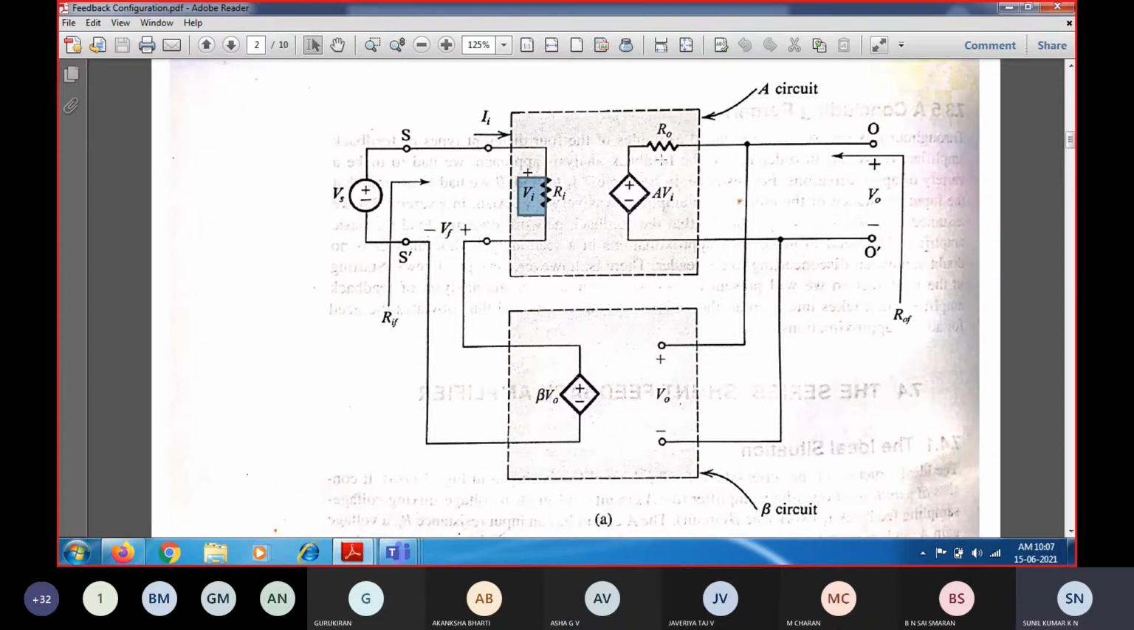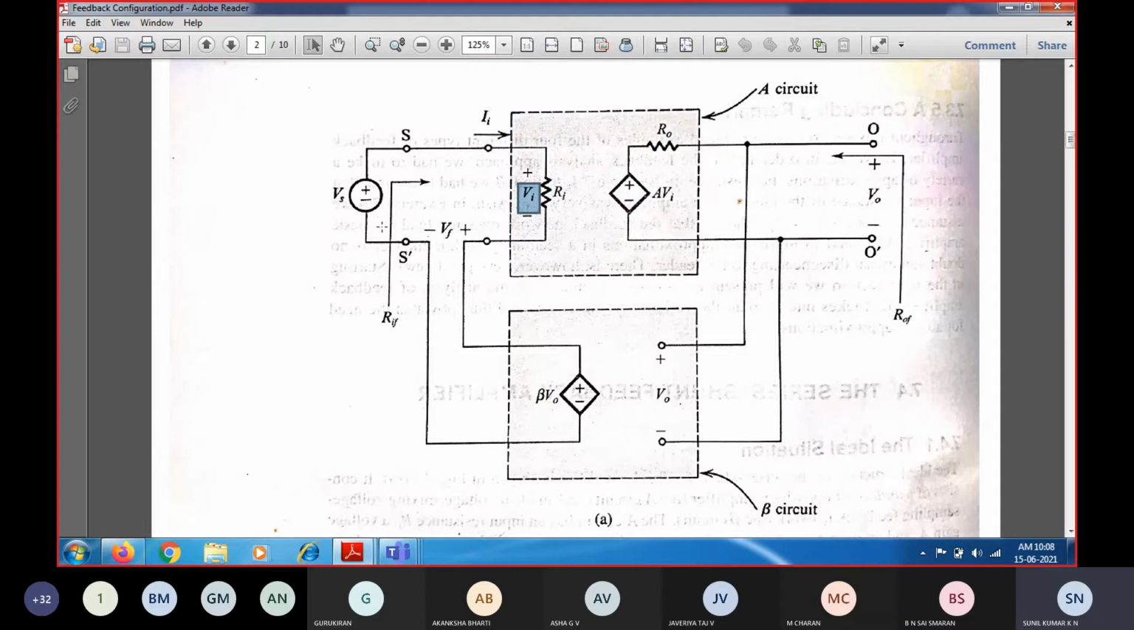So for this amplifier, normally we know that for any amplifier we are going to have an input resistance associated with it. That is the input resistance of the amplifier, the open loop amplifier. You can see this is nothing but an amplifier. A corresponds to the open loop amplifier, that means a normal amplifier, for which you're going to have an input resistance Ri, and for which the input voltage developed is Vi.